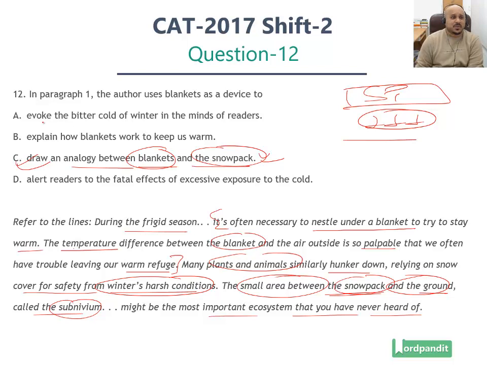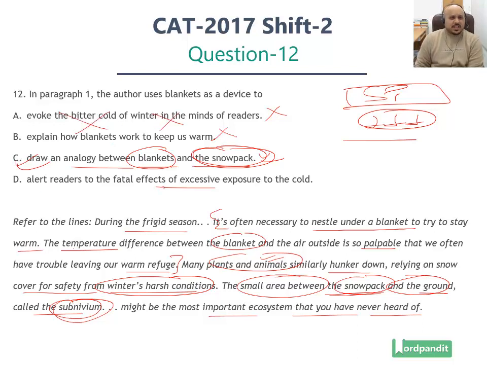Option A, evoke the bitter cold of winter in the minds of readers. This does not make sense. The example of blankets is not for highlighting winters, but for highlighting how the subnivium develops and what the snowpack is, right? How does a snowpack function? Option number B, explain how blankets work to keep us warm. This is not about the functioning of blankets. This is about snowpack, subnivium, the ground, winter's harsh conditions, how plants and animals use it. So both these options miss out on this aspect.